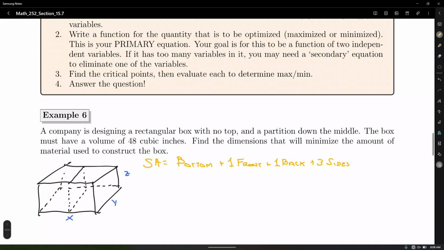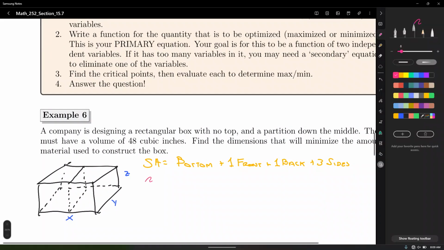With this, we're good to go and write our primary equation, our objective function, the one we're going to do the calculus on, the one we're going to get the max or min of, in this case the min. Let me label it as the objective function.